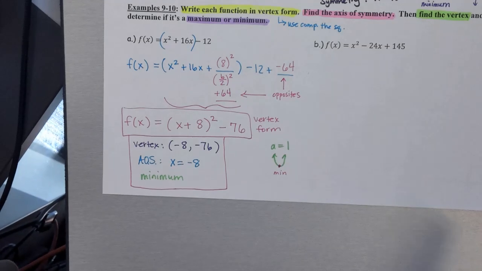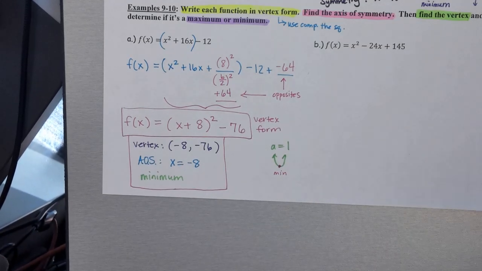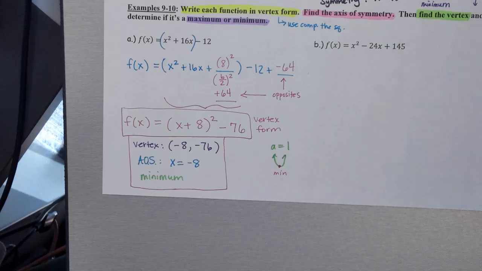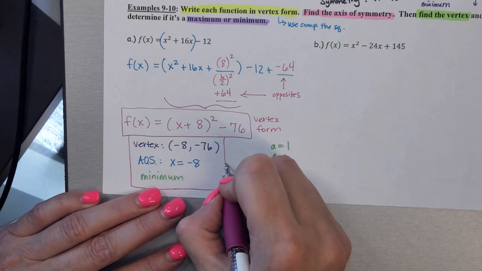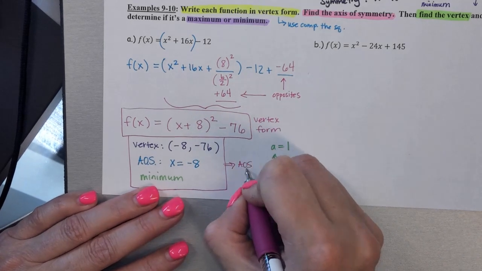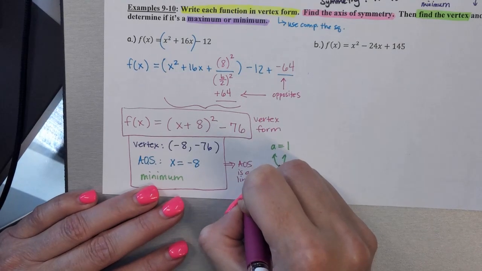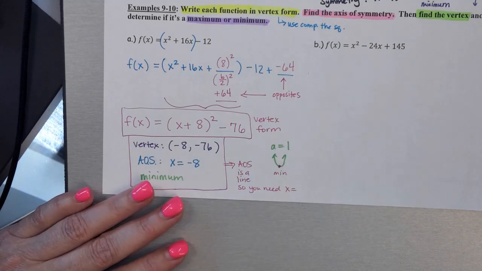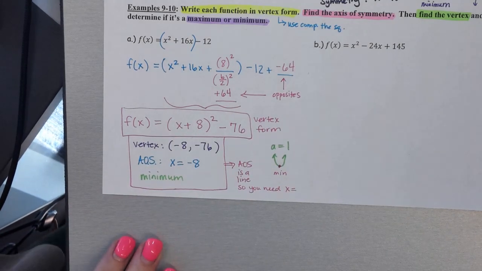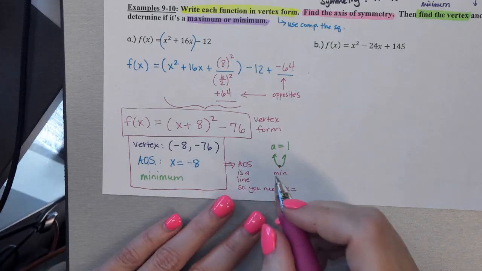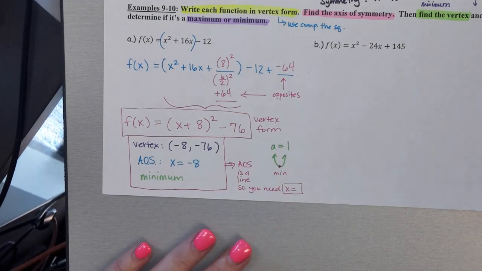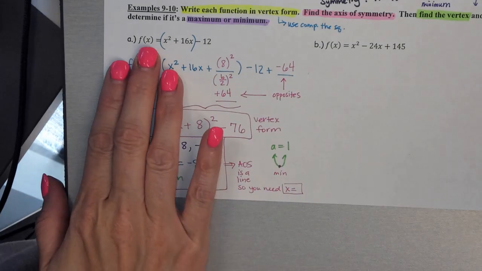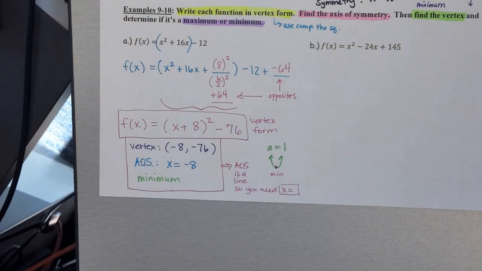I would also write a little note to yourself to remember that the axis of symmetry is a line. So the axis of symmetry is always going to have x equals. You always need that. Axis of symmetry is a line, so you've got to have your x equals there. All right, go ahead and give B a try, please.